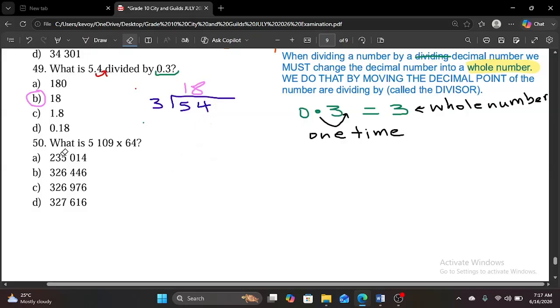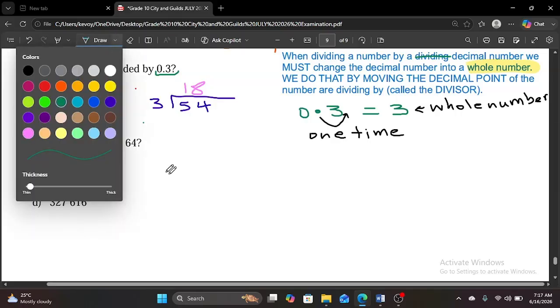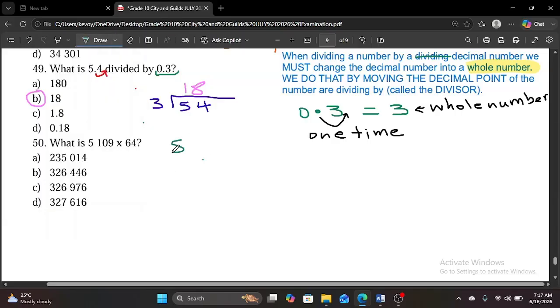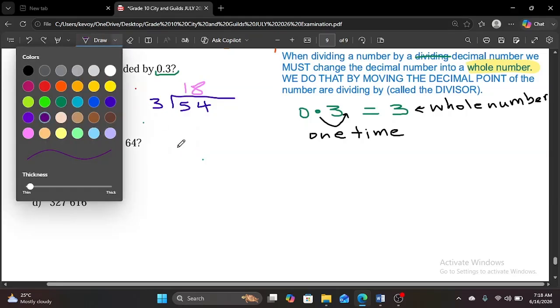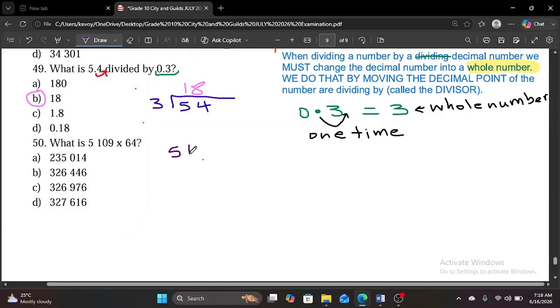All right, so now we're on question 50. Question 50 is, what is 5,109 multiplied by 64? So I'm gonna write that down right there. So we're gonna multiply that. Let's change the color to something different. So 5,109 times 64.